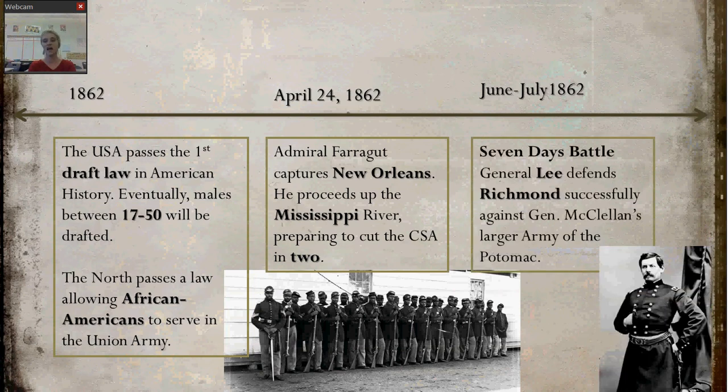In June or July that year, we have a seven-day battle in which General Lee defends the city of Richmond against General McClellan. General McClellan was the general of the Army of the Potomac, so basically the Northern Army. But Lee is able to successfully defend Richmond, and this is going to be a pretty major blow for the Union. So the Seven Days Battle is a gray victory, right?